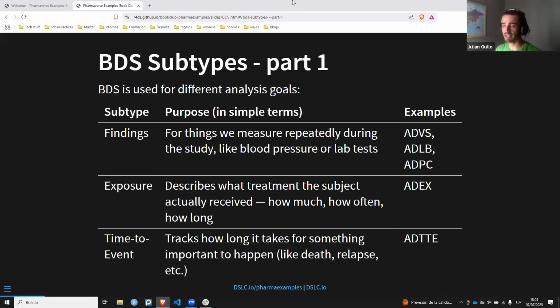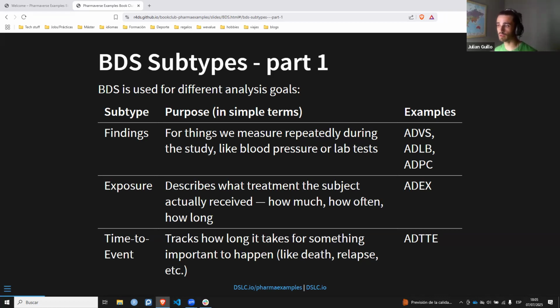Okay, there are many subtypes. I have made a small list of what subtypes there are. You can do it in a different way, but this is more or less how I best understood it. So we have the findings subtype, which is used for repeated measures, like for example taking the blood pressure several times during the study. Some examples of these are ADBS, ADLV, and ADPC. More on those later.